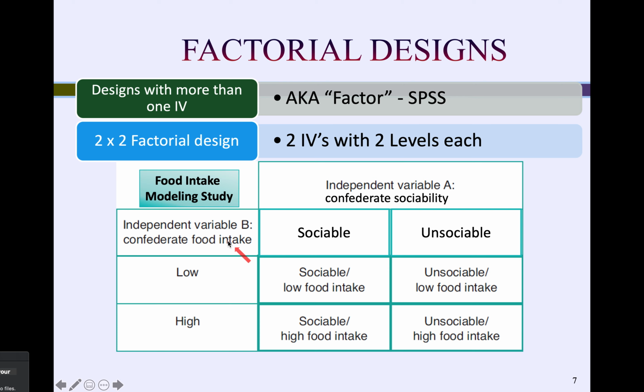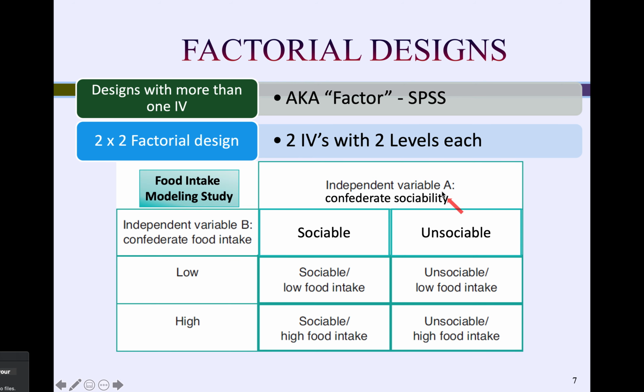So let's take a look at this particular model, and then we'll look at the outcomes of this study. Researchers were interested in finding out if there was going to be a difference in how much food you ate depending on the sociability of the confederate, the person in the room with you, as well as whether the confederate ate a low amount of food or a high amount of food.